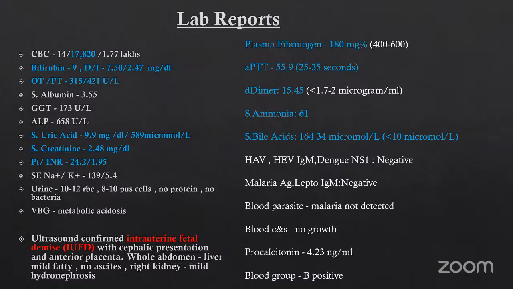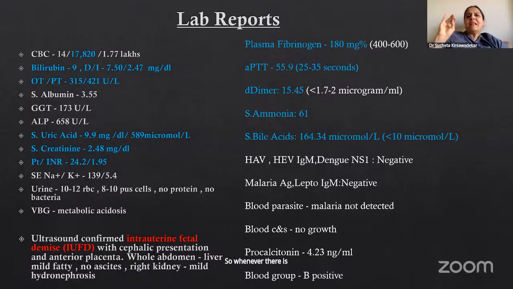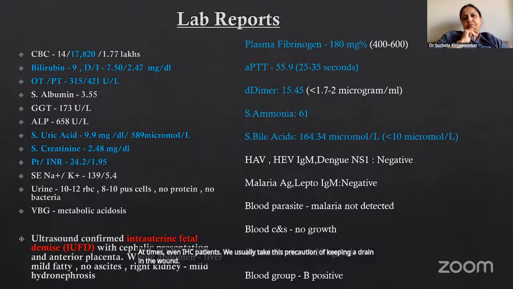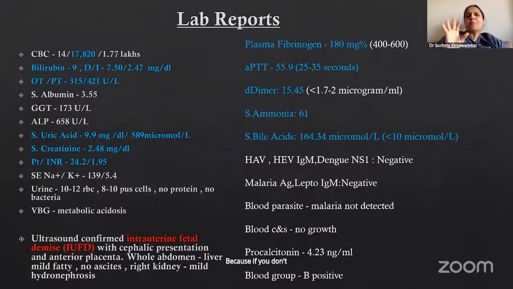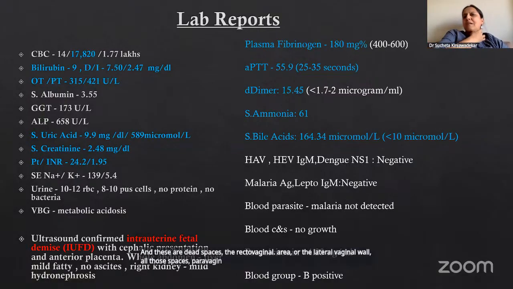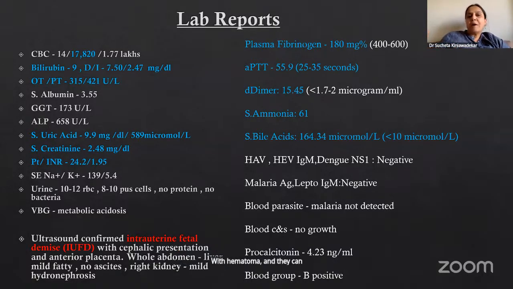Okay. So whenever there is coagulopathy, raised bile acids, apart from AFLP, at times even in ICP patients, we usually take this precaution of keeping a drain in the wound. Because if you don't keep the drain, there is a possibility that, and these are dead spaces, the rectovaginal area or the lateral vaginal wall, all those paravaginal spaces can expand like anything with hematoma, and they can accommodate a large hematoma. Nothing is seen outside, and hemoglobin starts dropping or it starts accumulating inside.